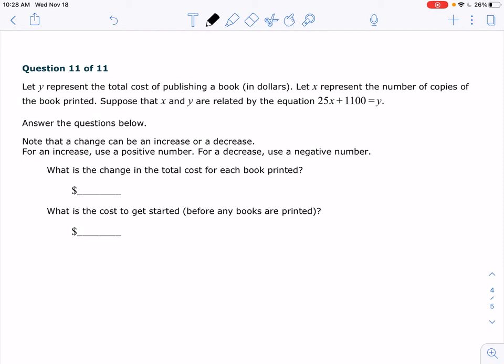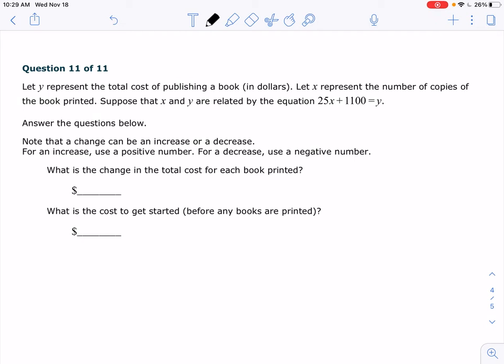Let Y represent the total cost of publishing a book in dollars. Let X represent the number of copies of the book printed. Suppose that X and Y are related by the equation 25x plus 1100 equals y. Answer the questions below. Note that a change can be an increase or a decrease. For an increase, use a positive number. For a decrease, use a negative number.